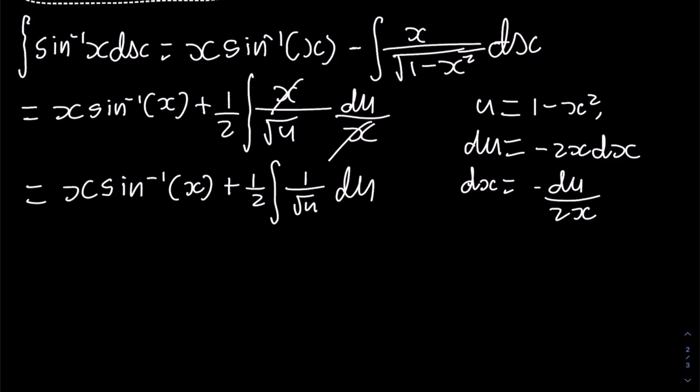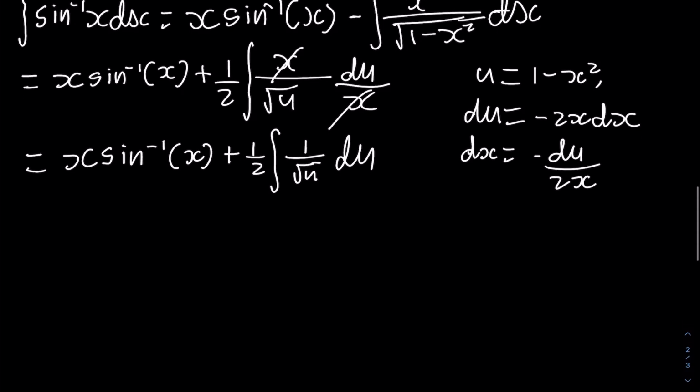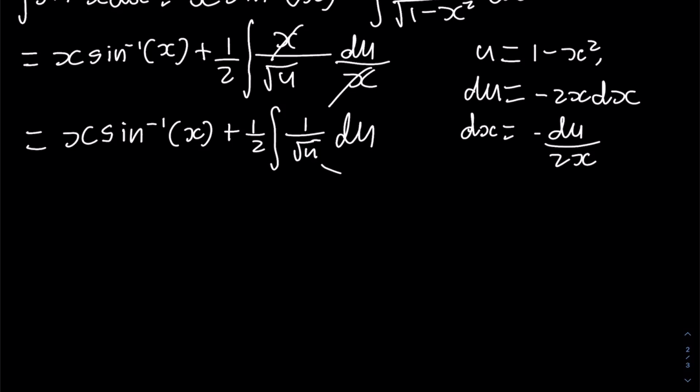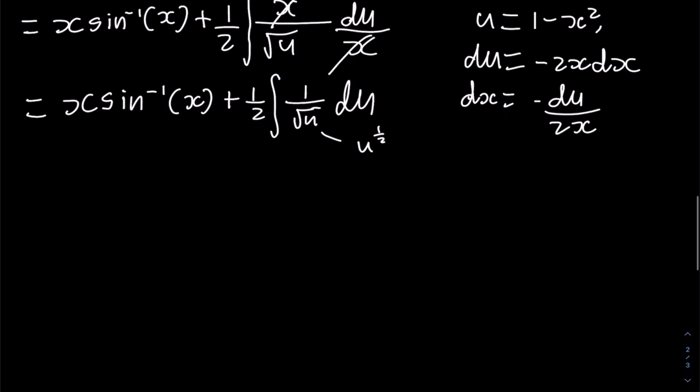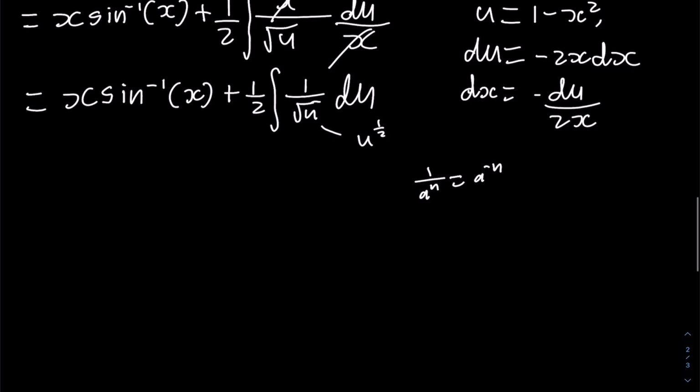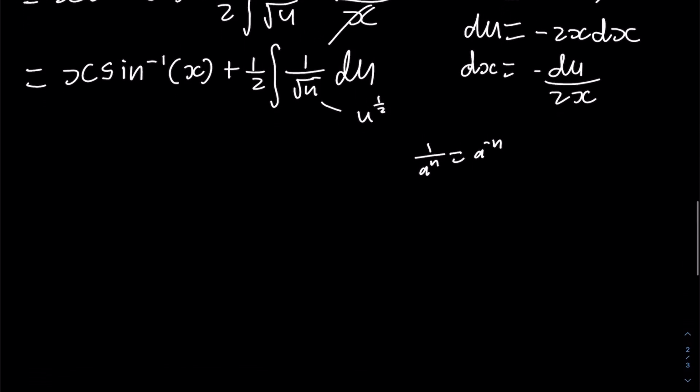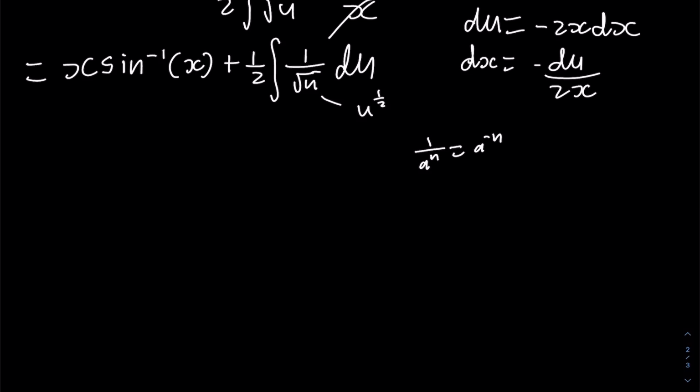So how do we do this? Well, this is a pretty standard integral, because the square root of u is the same thing as u to the 1/2 power. And we know that 1 over anything is that anything raised to the negative of whatever that power is. So more generally, 1 over a to the n is equal to a to the negative n. So here we have 1 over u to the 1/2, so that must be u to the negative 1/2.